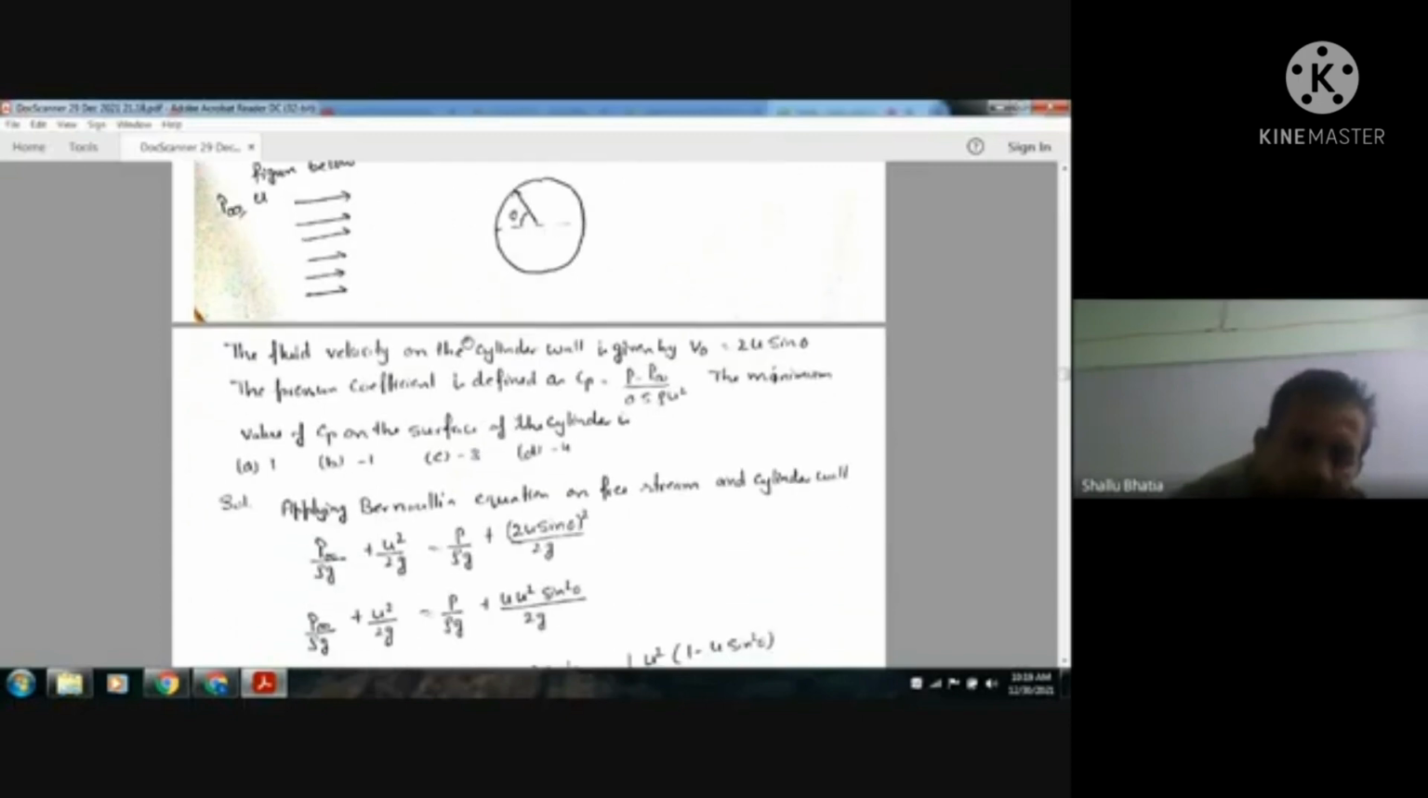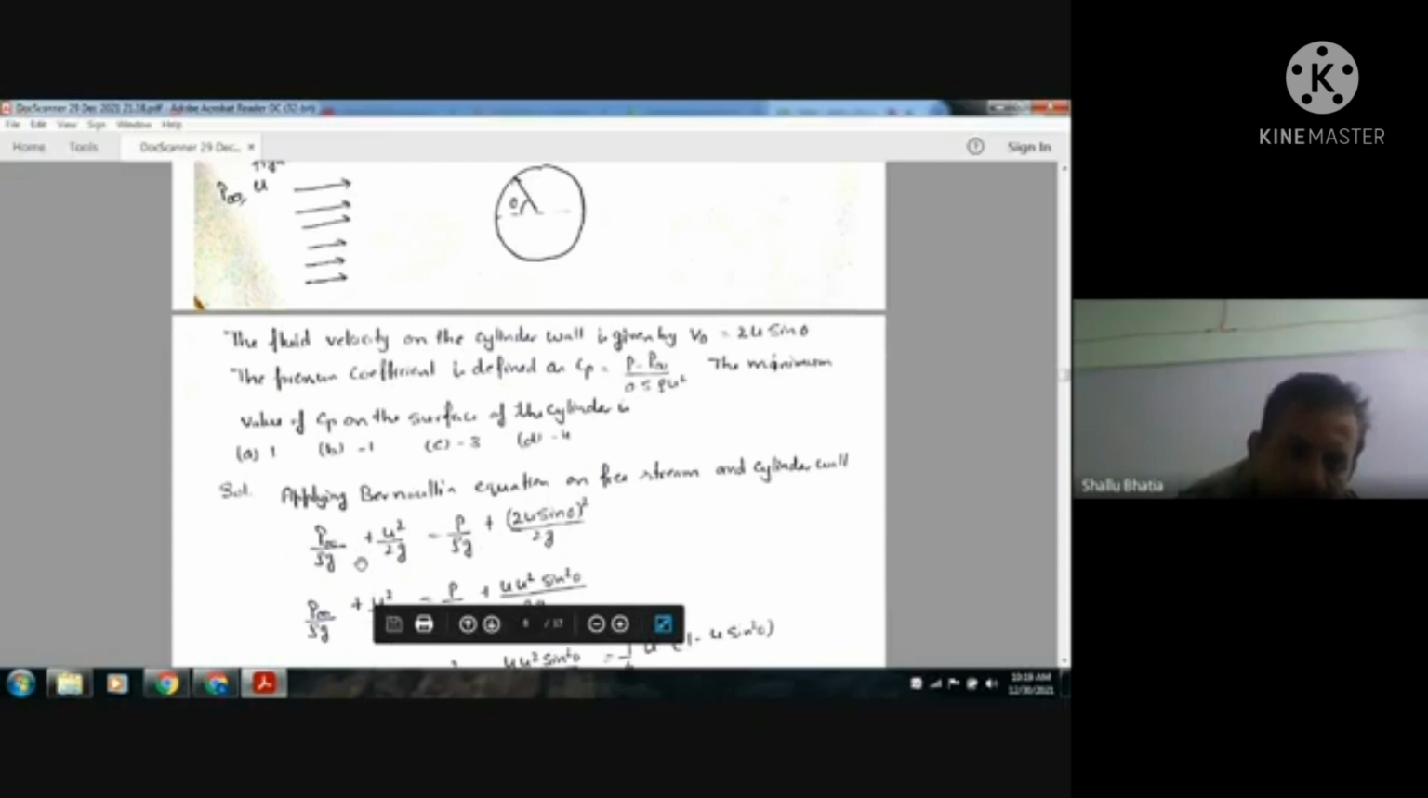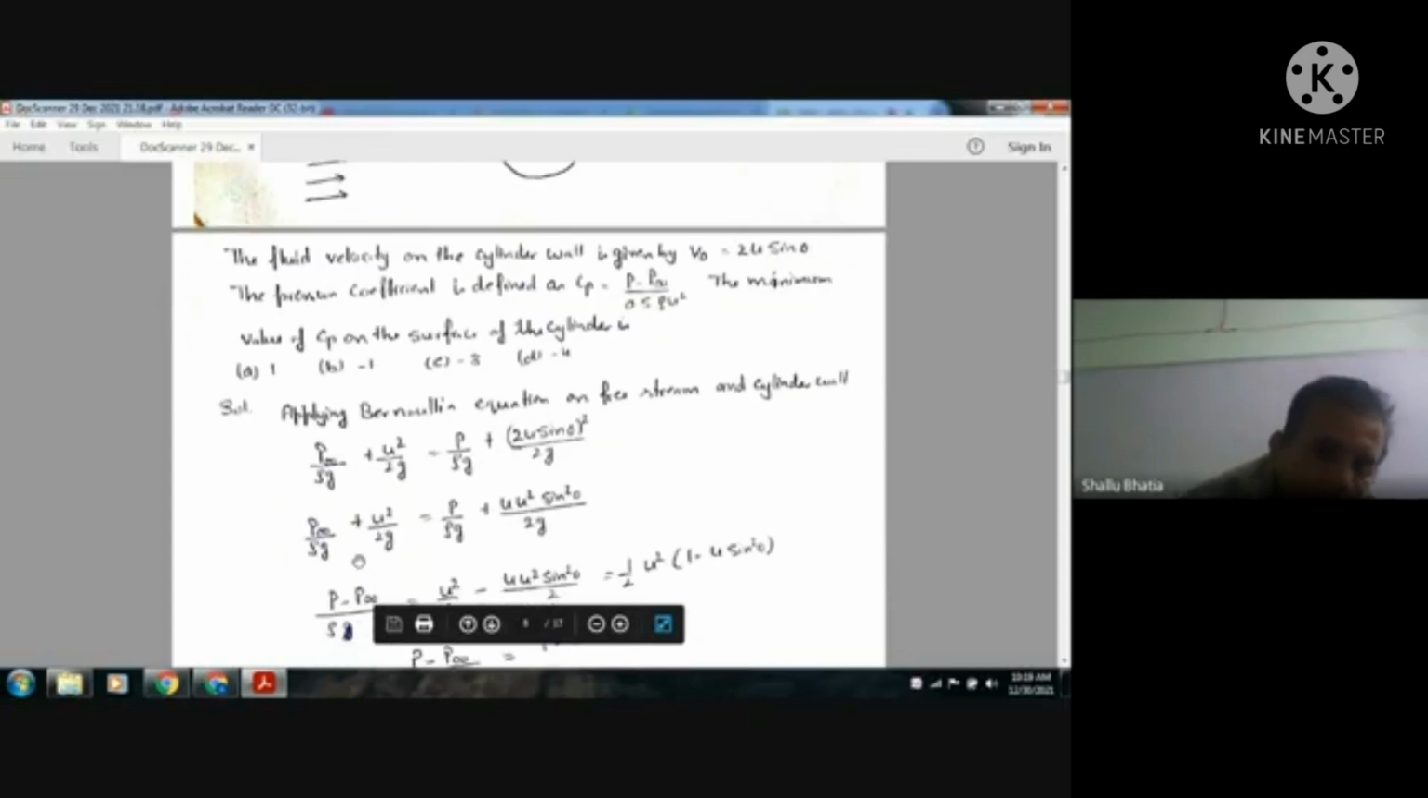Okay, so we can find the pressure by applying Bernoulli's equation. Here z is constant. The pressure head at infinity is P infinity by rho g and the velocity head is u square by 2g. Here, let P be the pressure, P by rho g, and the velocity is 2u sin theta, so the velocity head is (2u sin theta) square by 2g. This is your Bernoulli equation.